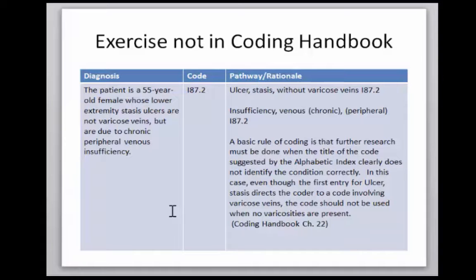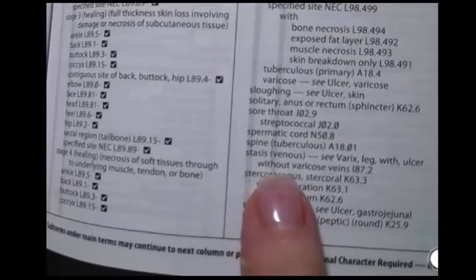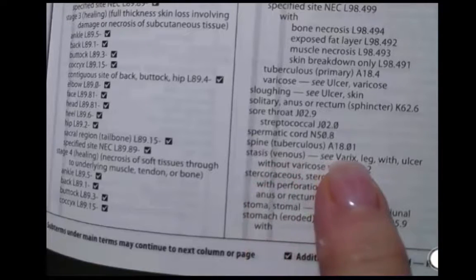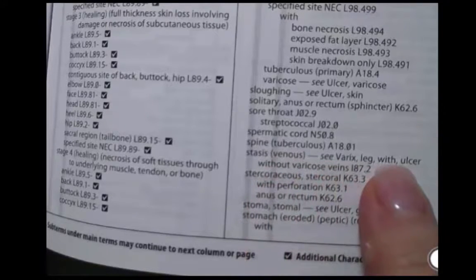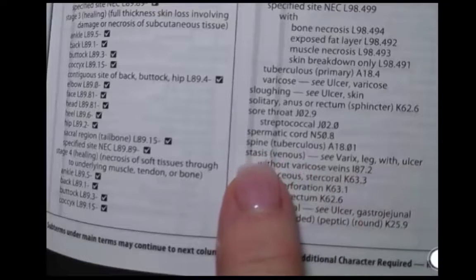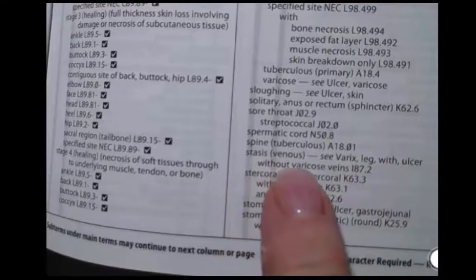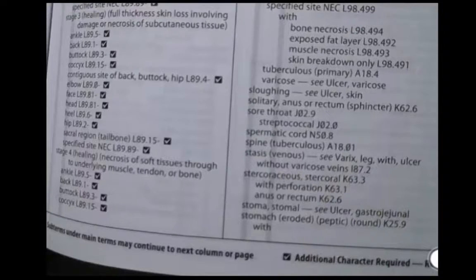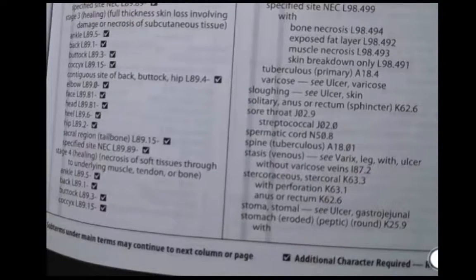So let's look at the code books. I can show you a little bit about what I'm talking about there. We have here stasis, venous, and if you just read the first line, see varix, leg with ulcer. But if you read down to the next subterm, without varicose veins, there's the I-87.2 code. So just keep in mind a stasis ulcer does not necessarily have to do with varicose veins.